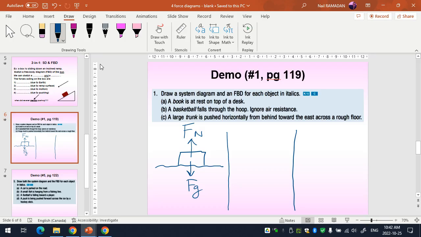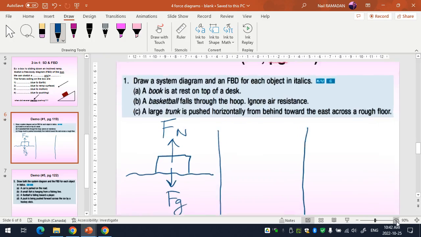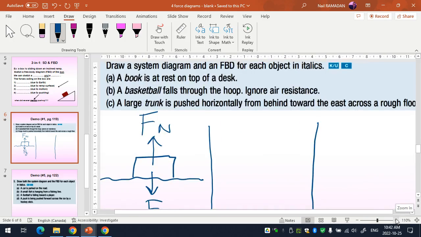Okay, next one. A basketball falls through the hoop. By the way, if something is falling, which way is air resistance swishing around it? Up. How about if you move it up? Which way is air going? Air is friction, which means it's always going against the way it's moving right then and there.